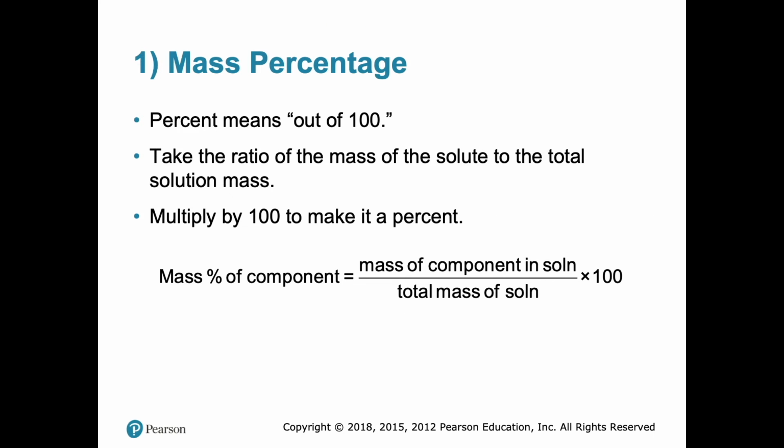So the first one we're going to go through is percent mass, or mass percentage. Percent means out of 100, like I was saying before, so you take the ratio of the mass of the solute to the total mass of the solution, and then you multiply it by 100 to make it a percent. Like I was saying, the biologists always like to go grams divided by mils. So the mass would be how much mass of salt there is, and then the total mass of the solution afterwards.